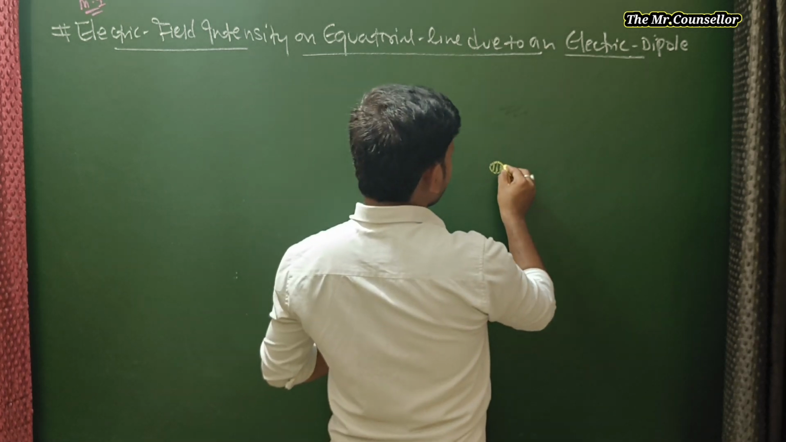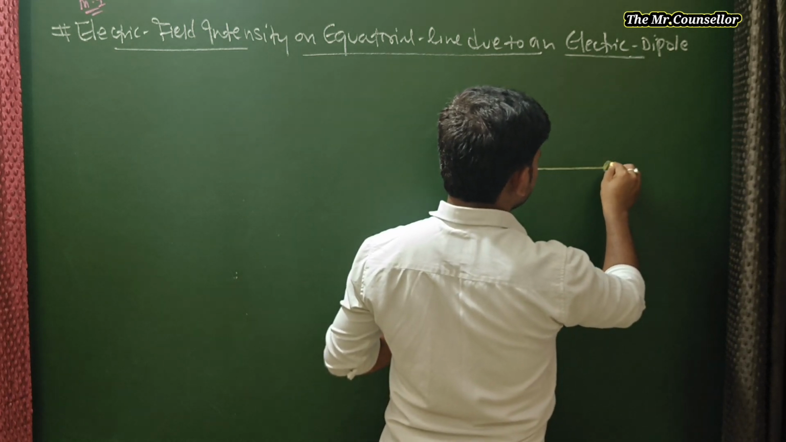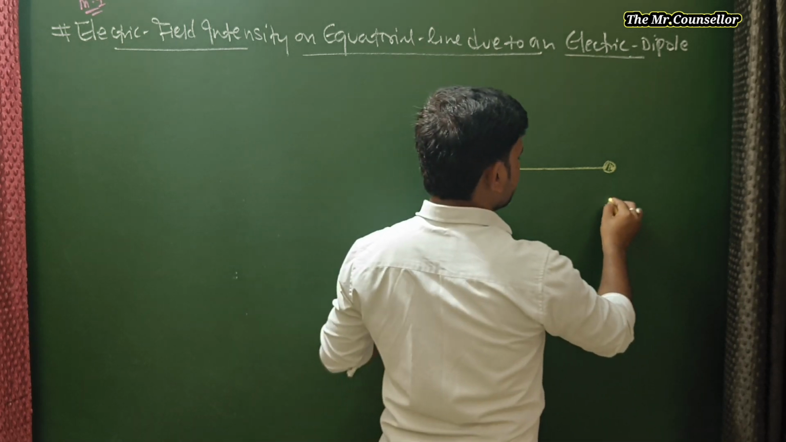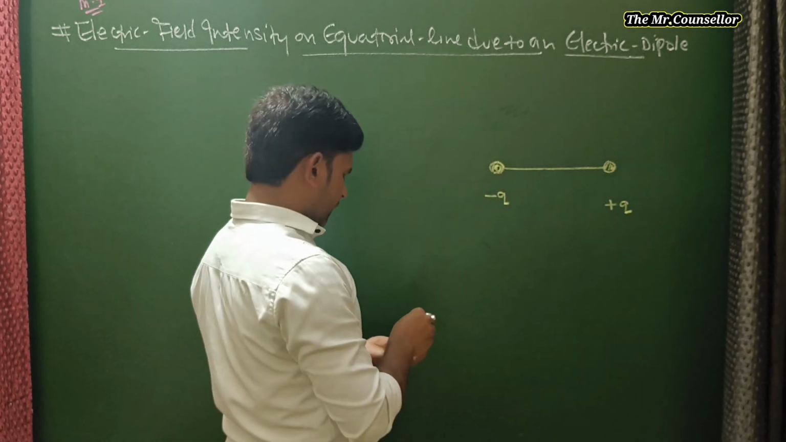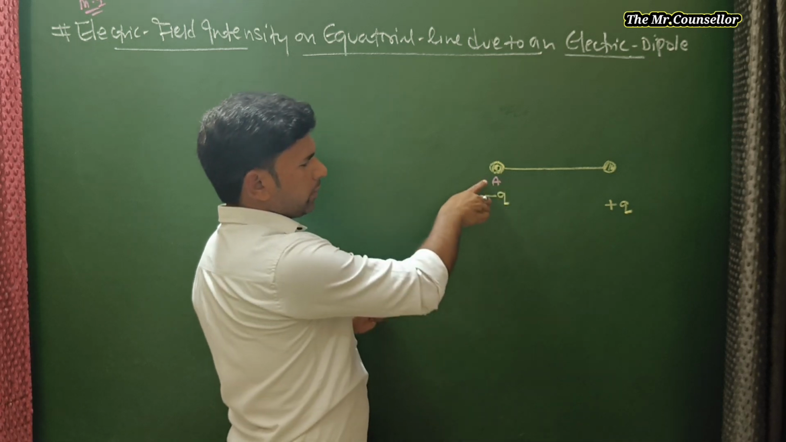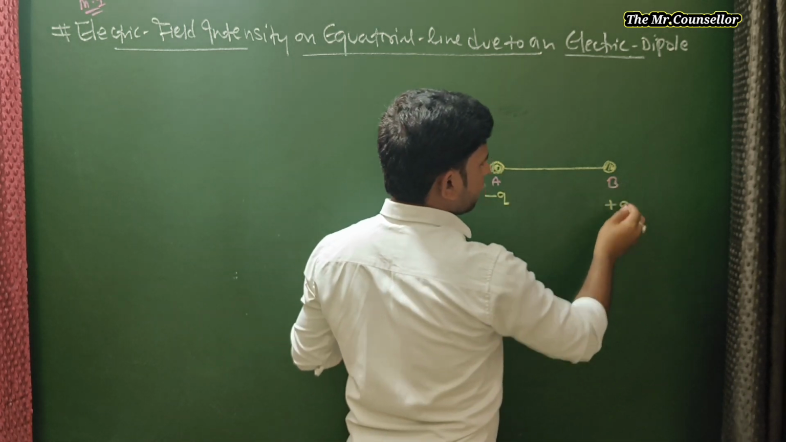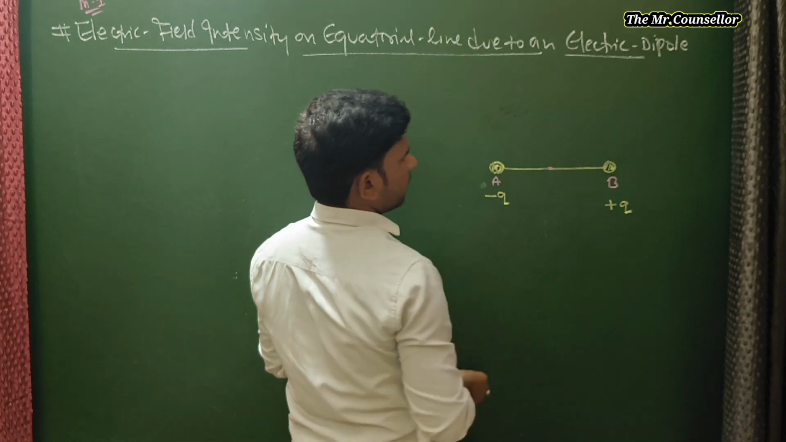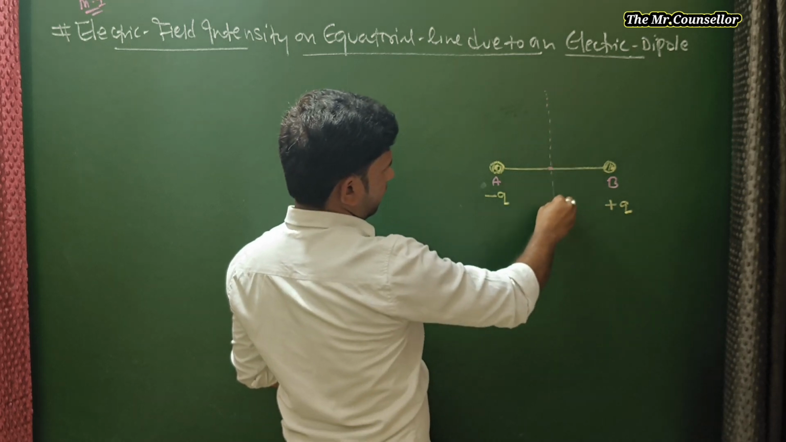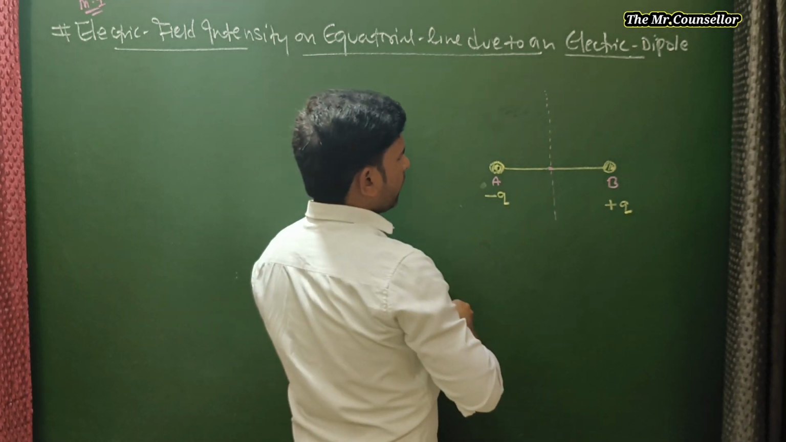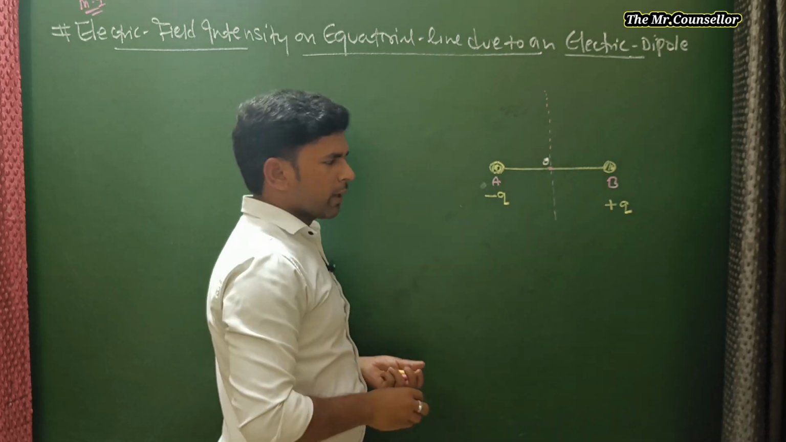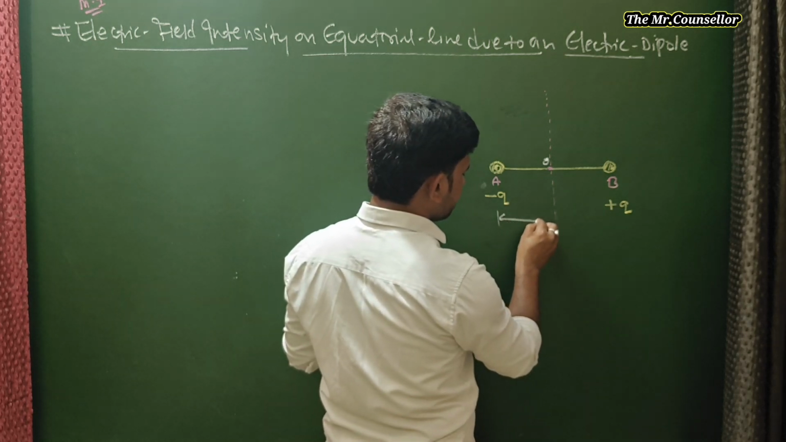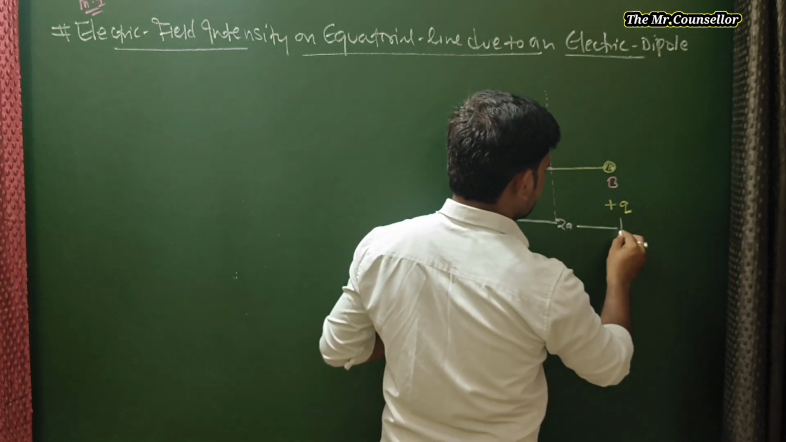Okay, so suppose you are taking here this one negative q charge, and this one positive q charge, and you can name this point charge A, and you can name this point charge B, and you are going to take one centered point like this. The centered point you can name O, and the distance between these two point charges, you know very well, we consider as 2a. Is it okay or not?